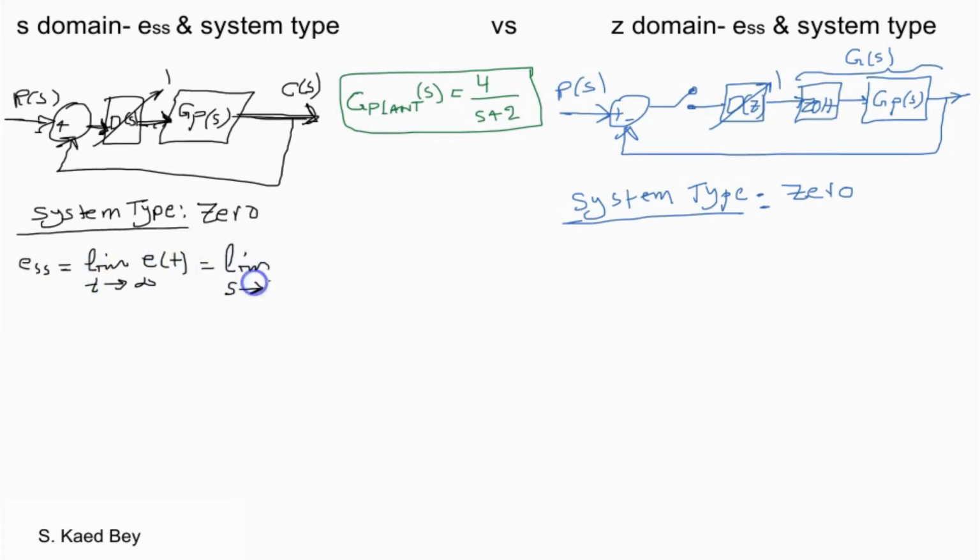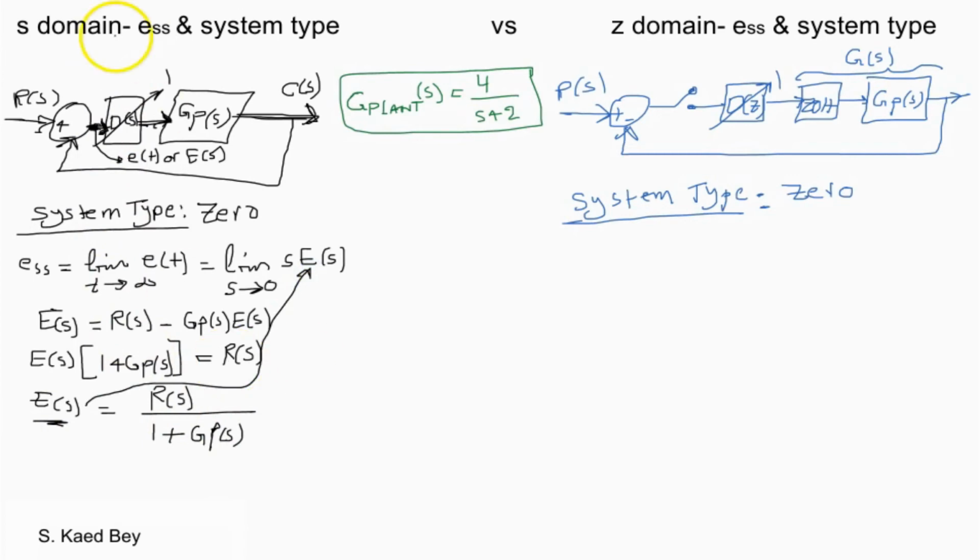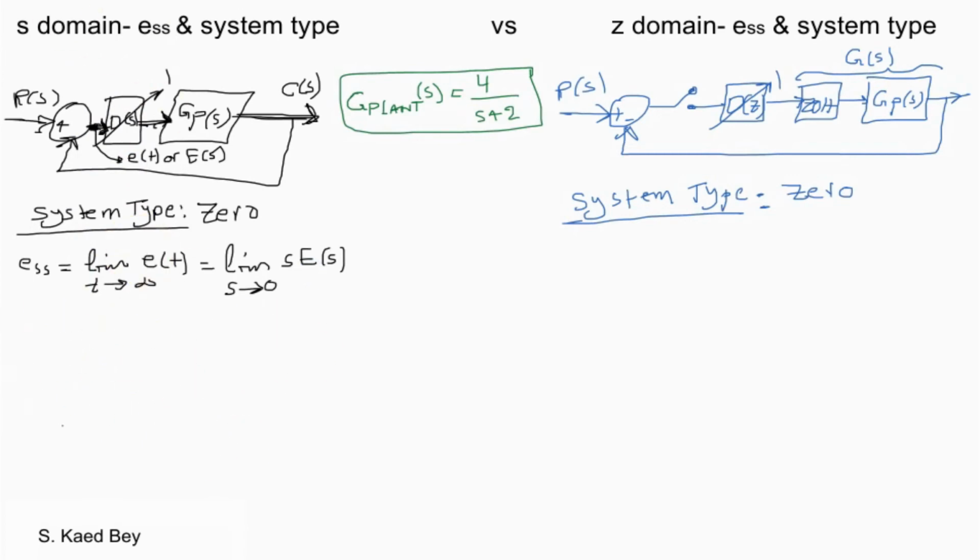To find the relation between the system type and the steady-state error, first we apply the final value theorem. Once we find the error relation between the input and the output, we can substitute back this relation in the final value theorem to obtain the general form as shown here. It's clear that the steady-state error depends on the input and the forward path transfer function.